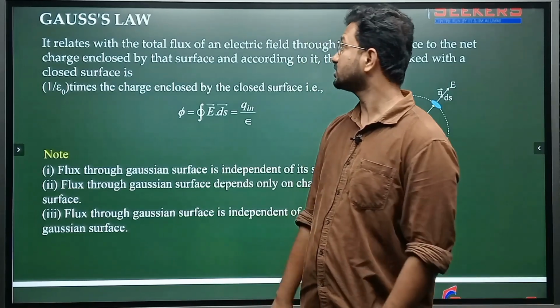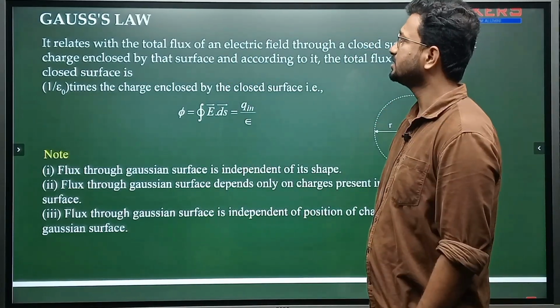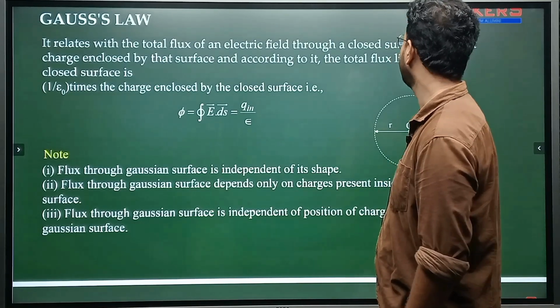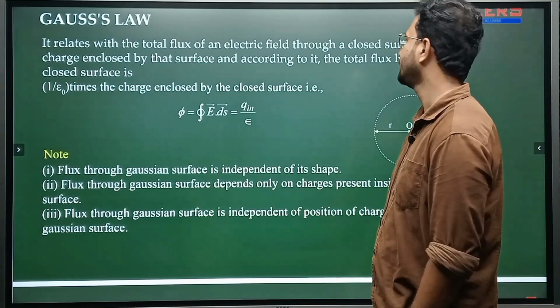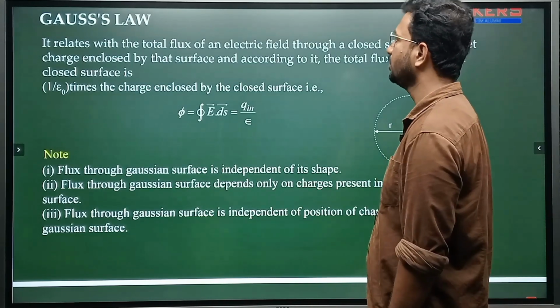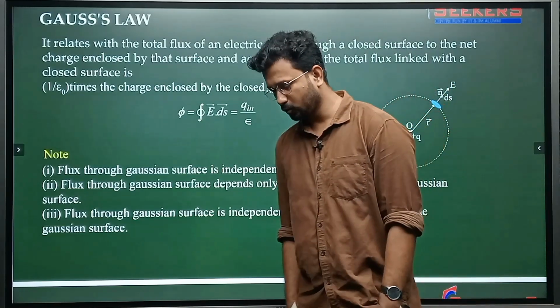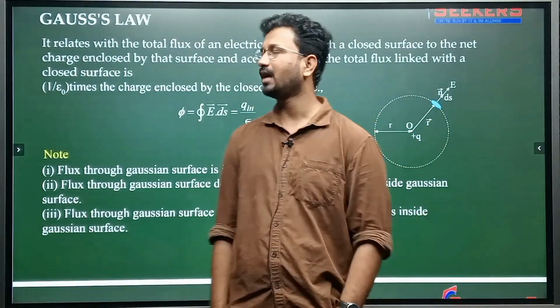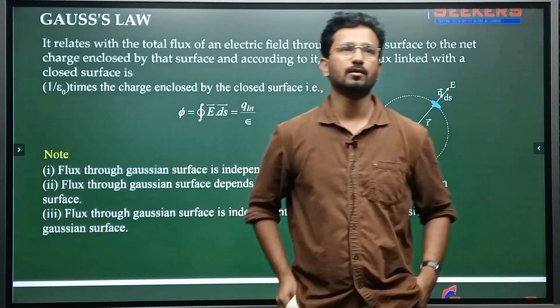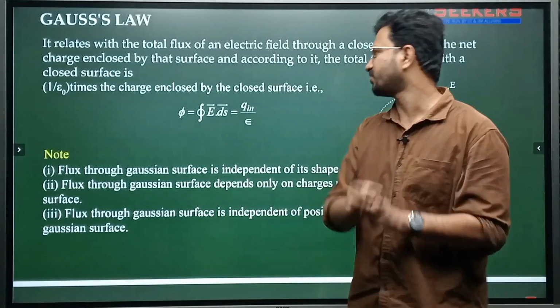What is Gauss law? As the equation suggests, it relates the total flux of the electric field through a closed surface to the net charge enclosed by the surface. According to it, the total flux linked with a closed surface is given by 1 by epsilon naught times the charge enclosed by the closed surface. If you didn't understand this statement, I will make you understand in a very easy way. It says that total flux through a closed surface.